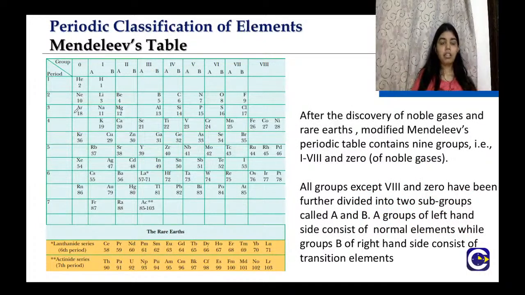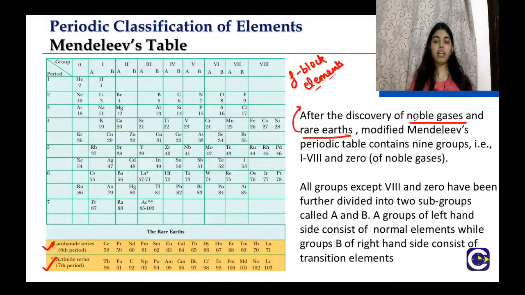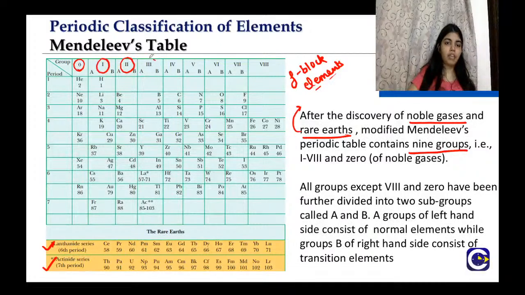Now after the discovery of noble gases, and rare earths, which are basically the F block elements. We will learn what are P block elements, S block elements, D block elements, right? Basically the lanthanide series and the actinide series, these are known as the rare earth elements, right? So the Mendeleev periodic table was modified again, as there were more discoveries of elements, so he modified the table periodically. Now the table consisted of 9 groups, that is from 0 to 8. This is the 0 group, first group, second group, third group, fourth group, fifth group, sixth group, seventh group and the 8th group. So in total there are 9 groups, right?